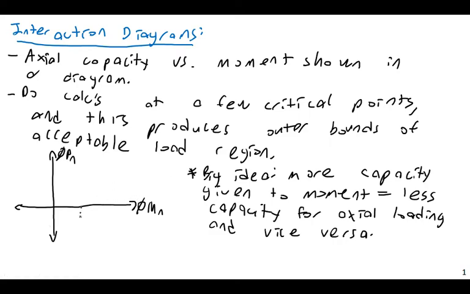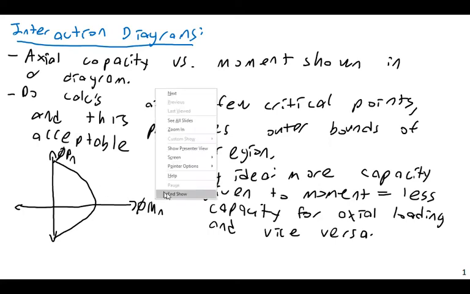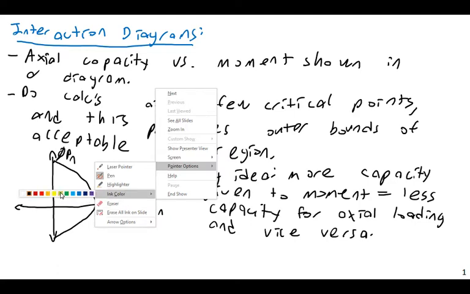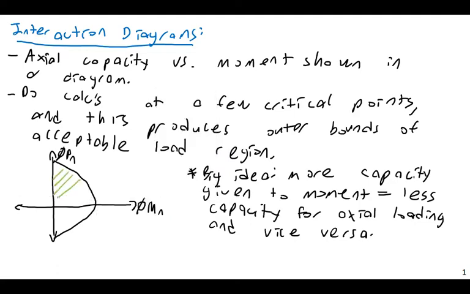If we were actually to plot the maximum critical capacities, we end up getting a curve something like this. The big idea here is that we're going to consider a few critical points that determine the outer bounds of this curve. Based upon that, everything in the middle of this region is the acceptable region.